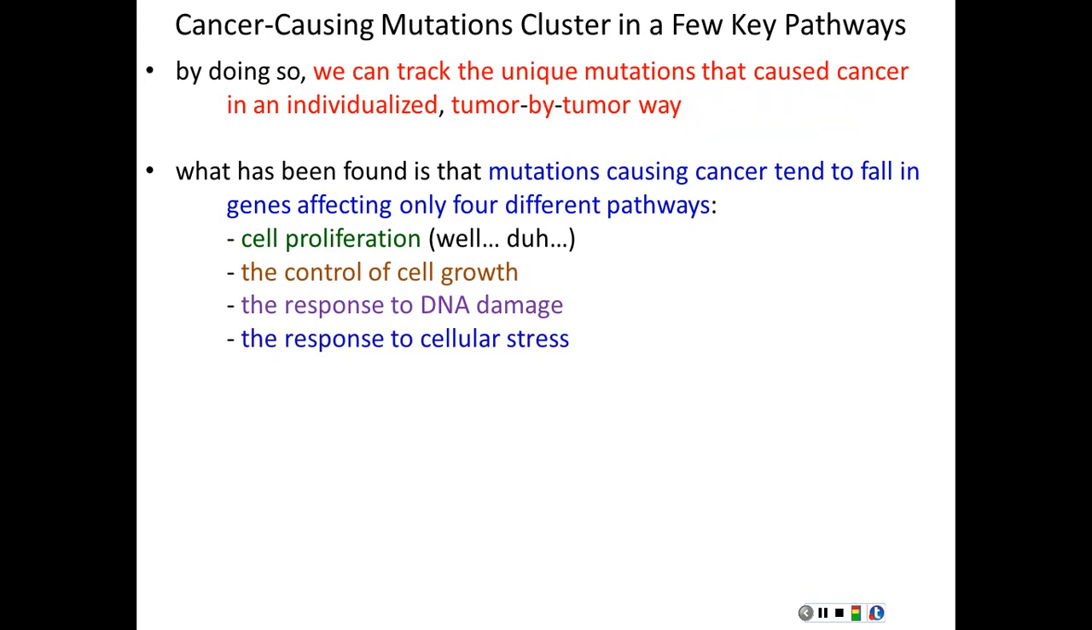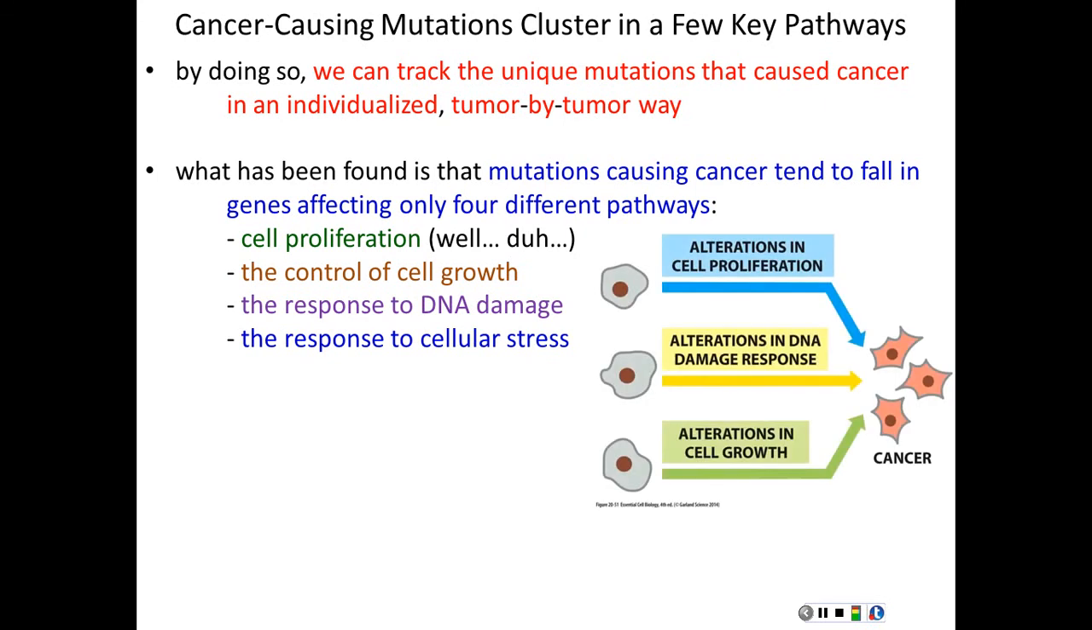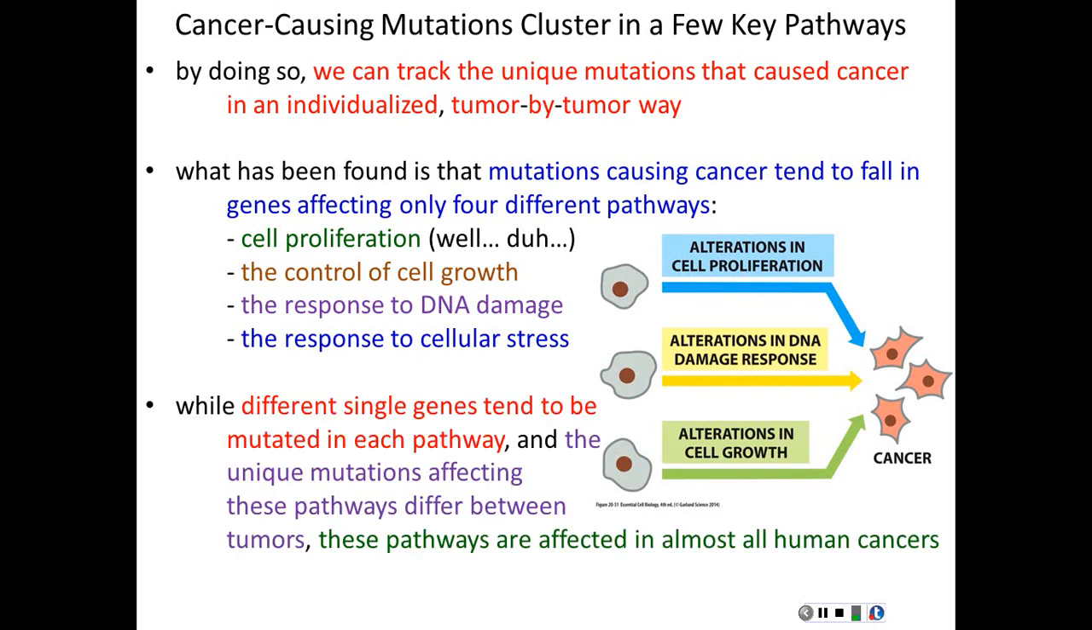The vast majority of mutations that accumulate in cancer tumors fall into pathways that affect these four, and only these four cellular processes. Pretty amazing. So alterations in cell proliferation, cell growth, response to DNA damage, and response to cellular stress are the promoting causes of cancer. The different single genes that are mutated in these different tumors are different. But what is common is that these pathways are affected in almost all human cancers.